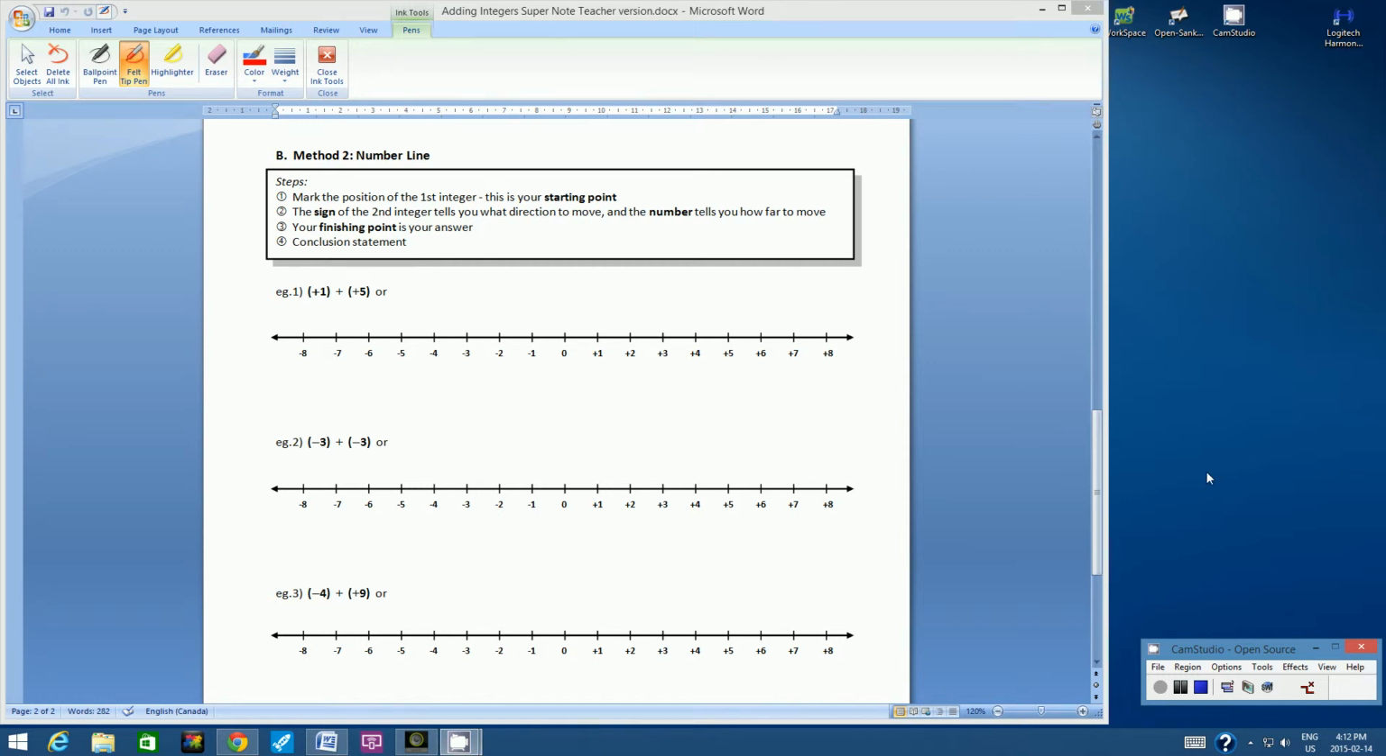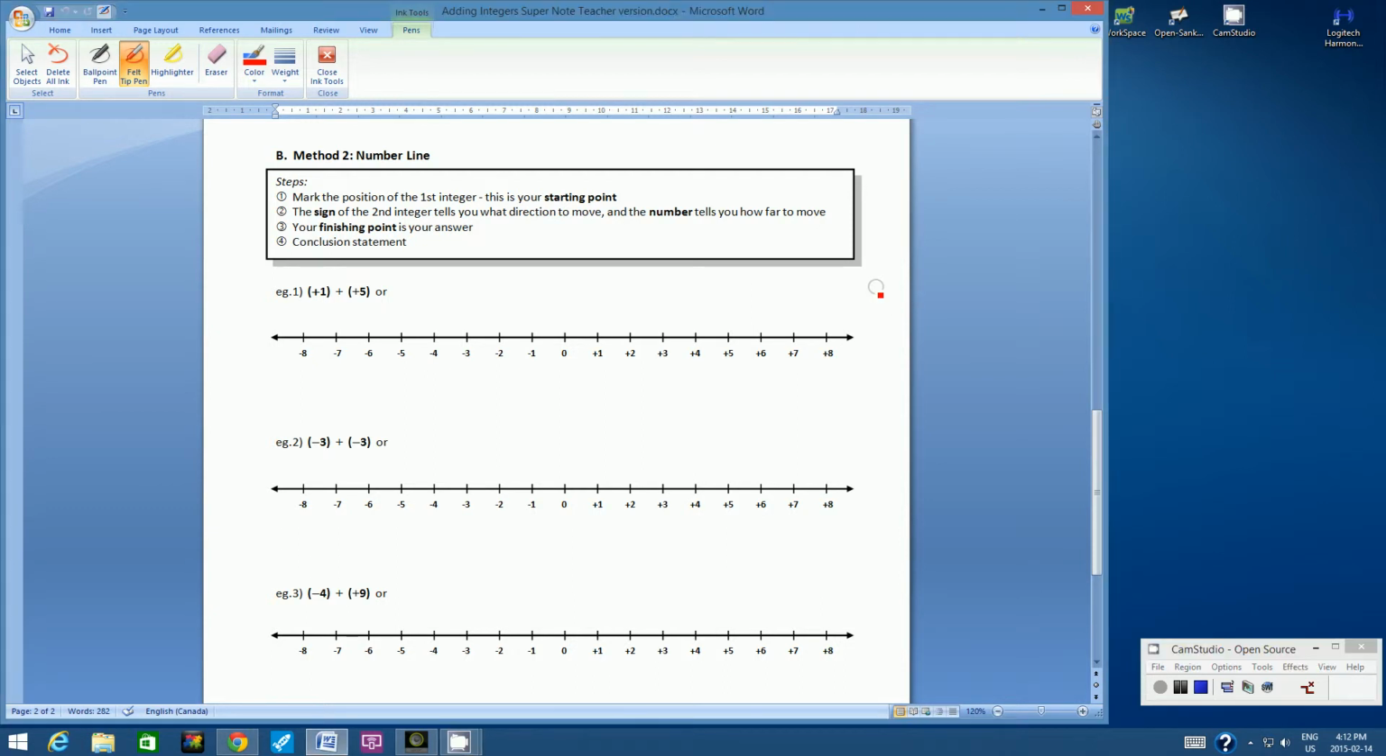Hello students, welcome to this video tutorial on adding integers supernote, part B, method 2, the number line. I hope you've gotten really good at using integer tiles for your adding integer questions. So I'm going to give you another method, which is also a fairly easy method to remember, and that is using number lines. The only thing is you have to have some number lines, and if you don't have number lines, you can quickly draw them. You can draw them with a ruler, or without a ruler, with just a bunch of little ticks.